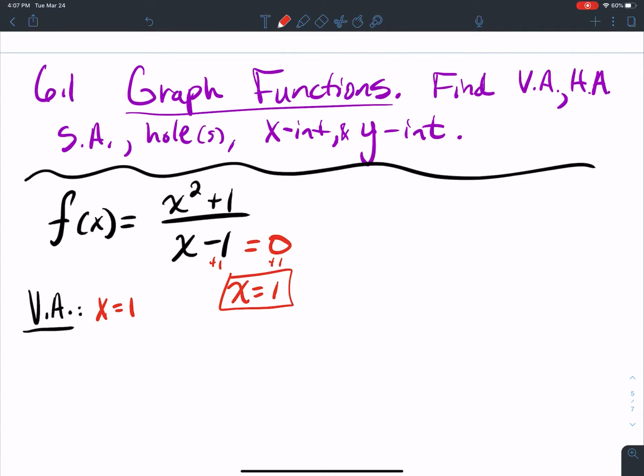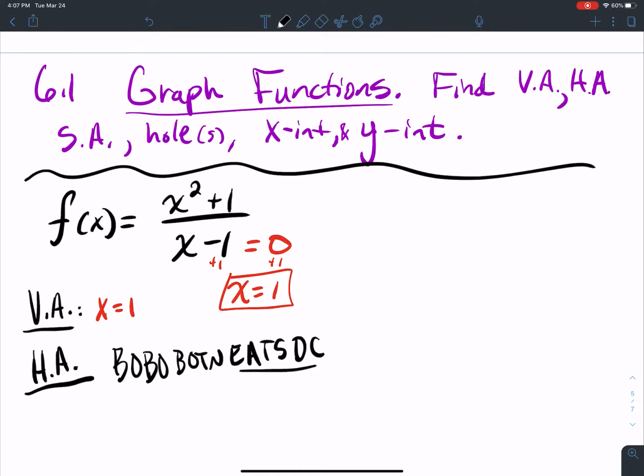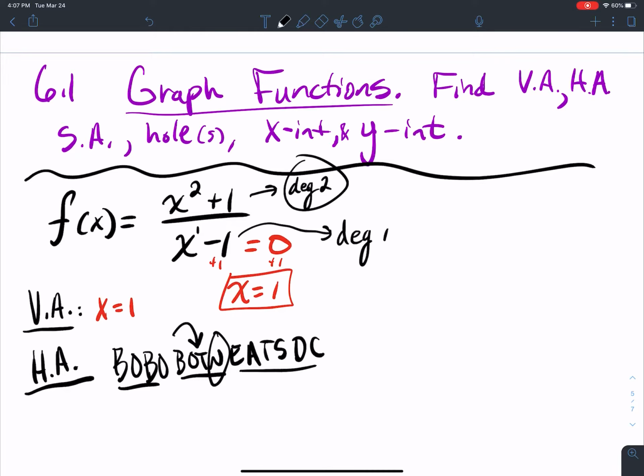Now, horizontal asymptote. How do we do it? Bottom eats DC. Okay, bottom eats DC. What do we have here? The numerator degree is degree 2. The denominator degree is exponent 1, degree 1. So bigger on top, no horizontal asymptote. So I'm going to say none here. Okay, none.